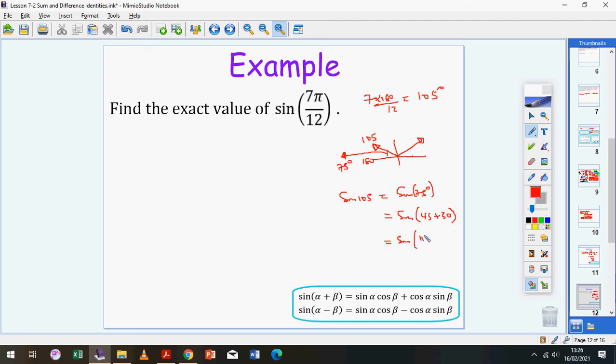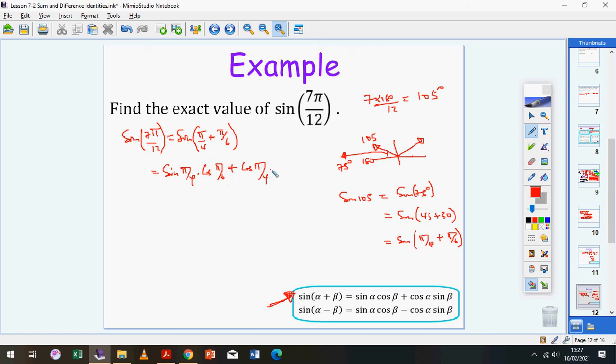So I'm going to rewrite this and say the sine of 7 pi over 12 is equal to the sine of pi over 4 plus pi over 6, right? Then I'm going to use the addition formula for sine, which is down here, which says that this will become sine of the first angle times cosine of the second angle plus cosine of the first angle times sine of the second angle.